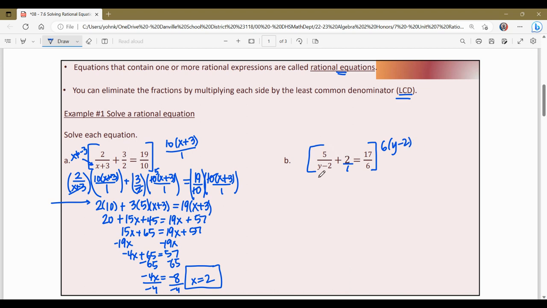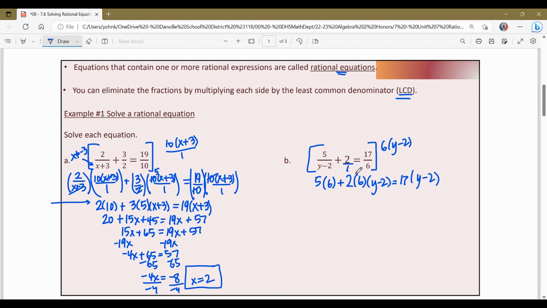Now we're going to take each of the parts of the equation and distribute out the lowest common denominator. So let's see, when I multiply the 5 over y minus 2, the y minus 2's are going to go away, and I have left 5 times 6. In the middle, I have a 2. Well, nothing is canceling, so I have a times 6 and a times y minus 2. On the right-hand side, I have a 17. When I multiply, the 6's simplify to 1, and I get y minus 2.